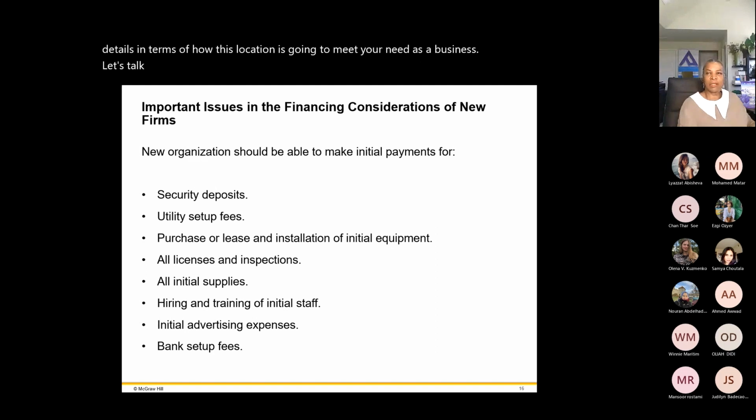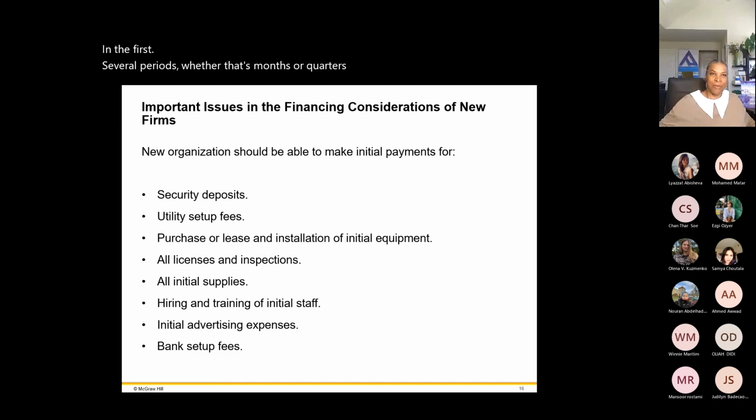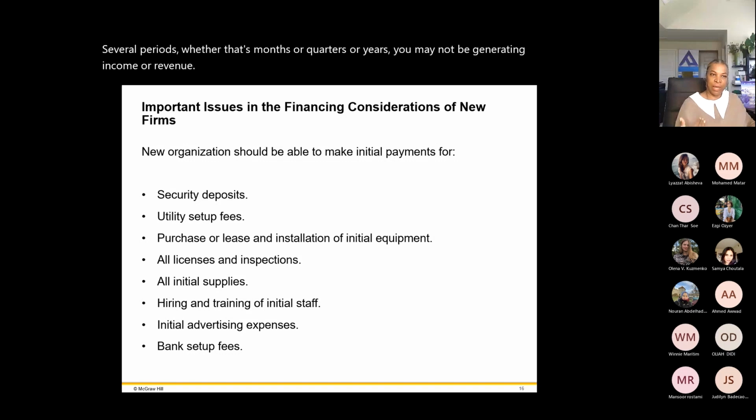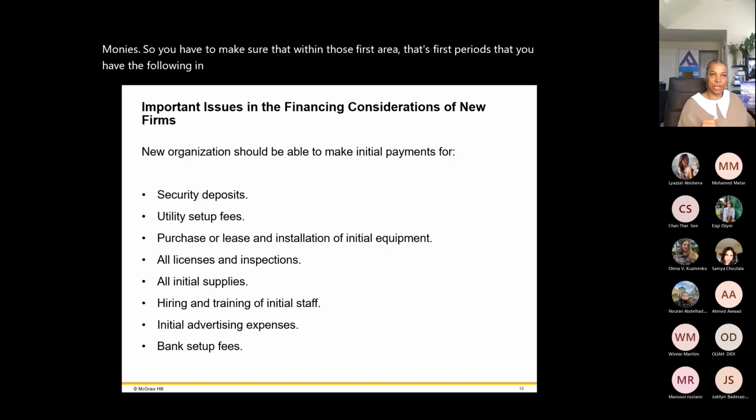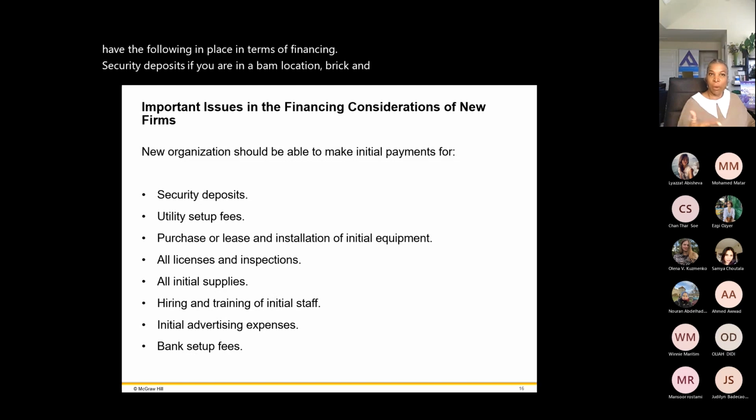Let's talk about financing. So in the first several periods, whether that's months or quarters or years, you may not be generating income or revenue, and you may just be expending monies. So you have to make sure that within those first periods, you have the following in place in terms of financing. So security deposits, if you are in a BAM location, brick and mortar, they require security deposits.